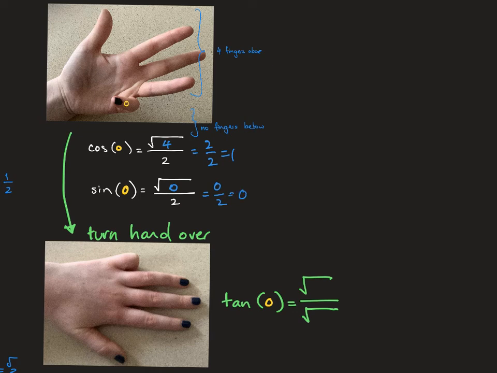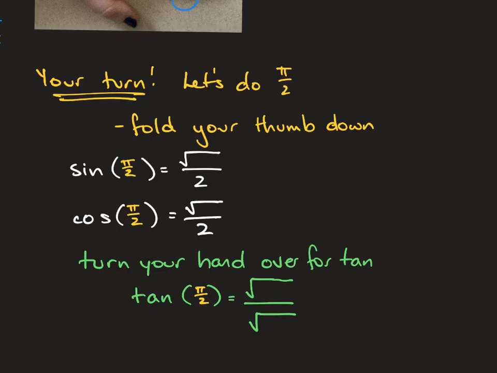To find tan, you turn your hand over. And now we've got our 0 degrees here, and we've got no fingers at the top, no fingers here, and we've got 4 fingers at the bottom. So it's 0 over 4, which is 0 divided by 4. Any 0 divided by any number is 0. Now it's your turn. So let's do pi on 2.